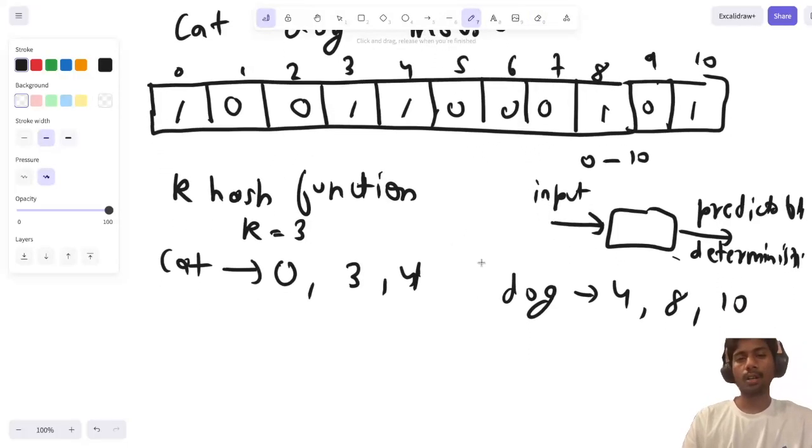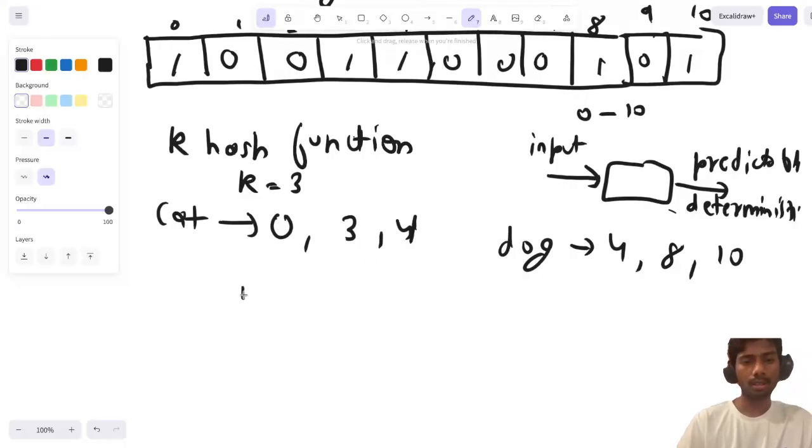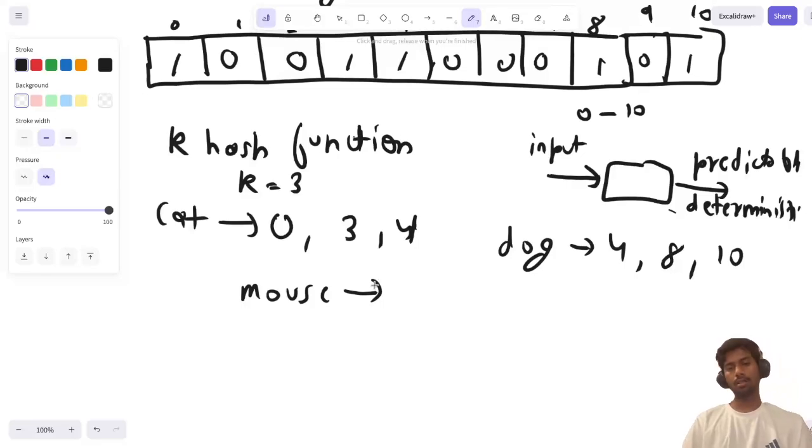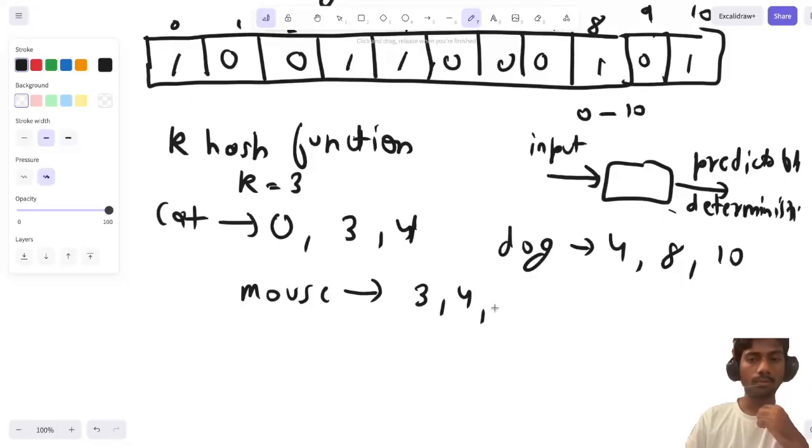Great. Now when mouse comes, he wants to know whether this username is taken or not, right? So it will go through the k hash functions and will get the mapping of, let's say, 3, 4, 5.